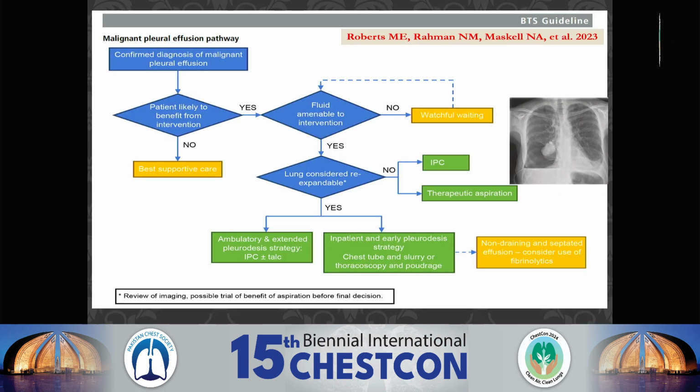So in patients who have a confirmed diagnosis of malignant pleural effusion, the patient is likely to benefit from an intervention. Fluid is amenable to intervention. There is a large volume effusion. The lung is expandable. Then you can do IPC plus talc, but in our part of the world, you can do chest tube and slurry, or thoracoscopy and talc poudrage. And in those patients where the lung is not expandable, the lung is trapped, you can either consider doing therapeutic pleural aspiration or maybe an IPC. And if the fluid volume is small, you can still watch these patients.